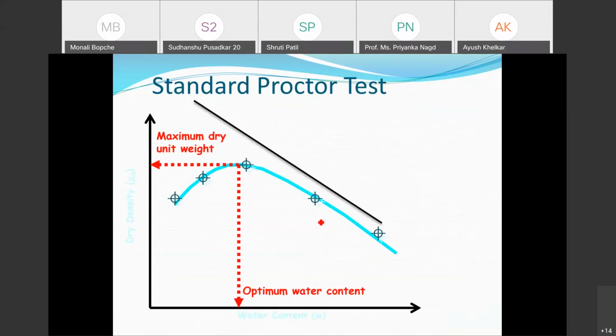See, this is your zero air void line, indicating, you understand the principle of zero air void line. The zero air void line will always lie above your MDD OMC curve because at this water content, there are certain voids. So for the same water content, what will be the maximum density which can be achieved is this much. If I am able to find out that density, this curve will indicate the maximum density which the soil can achieve. This is the zero air void line.